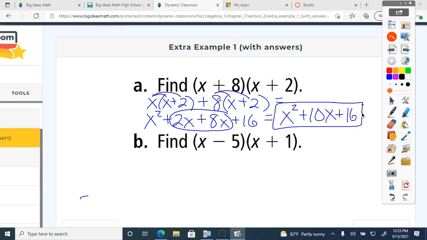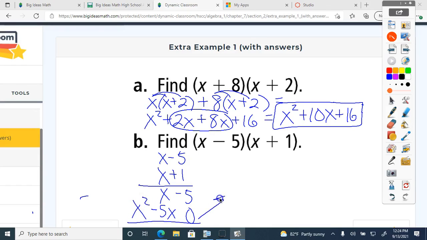All right, part B. We're gonna do the same thing, but we're gonna stack them on top of each other. 1 times negative 5 is, what's 1 times negative 5? You're multiplying. Negative 5. 1 times x is x. Hold your spot. X times negative 5 is negative 5x. X times x is x squared.